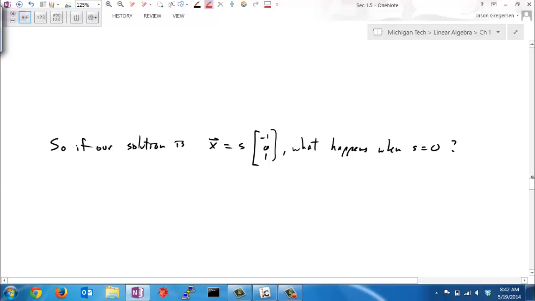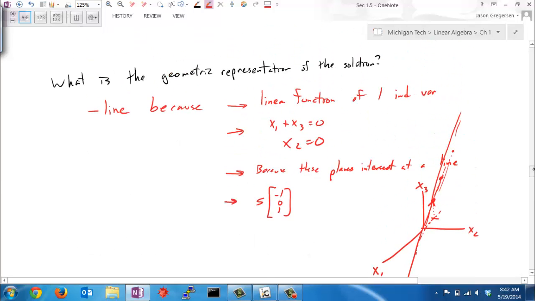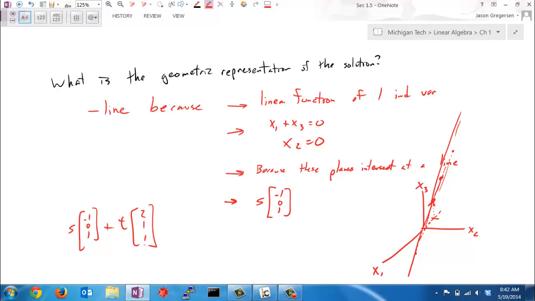Let's see, let me go back up real quick. What if there were two free variables? What if my solution looked like s times -1, 0, 1 plus t times 2, 1, 1? What if that was my solution? How would that look? It would be a plane, absolutely. Because it says two free variables. So I'm looking for a linear function of two independent variables. If I have two independent variables, those are surfaces, and a linear surface is going to be a plane.